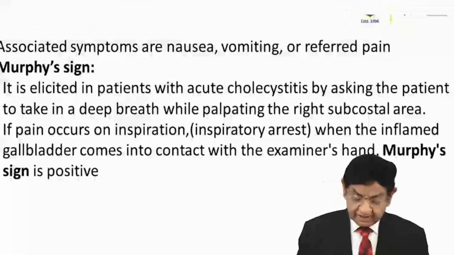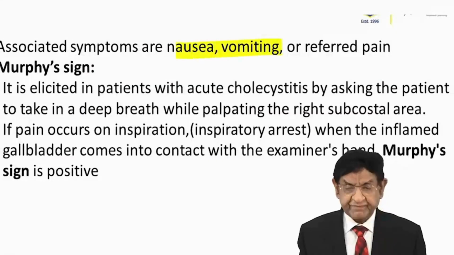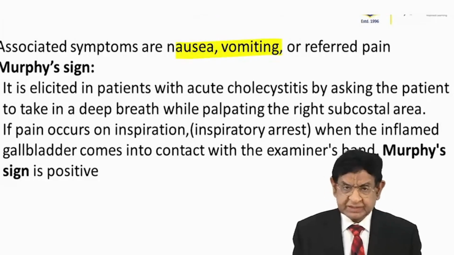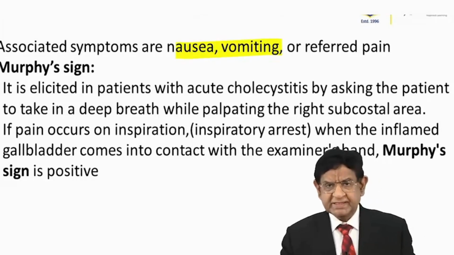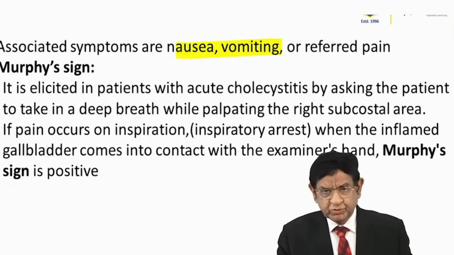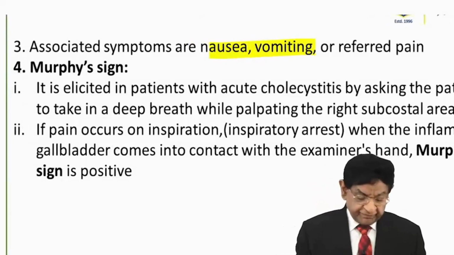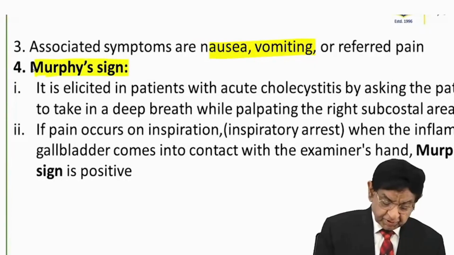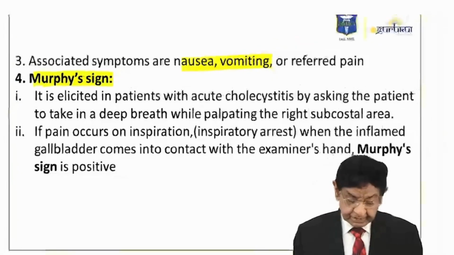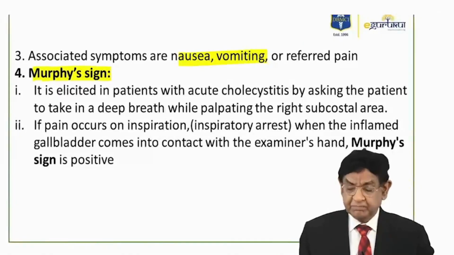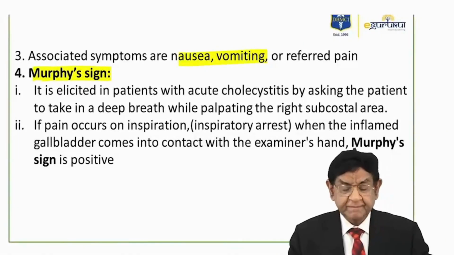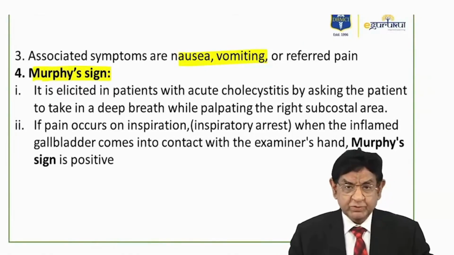Associated features are nausea, vomiting, and referred pain, which I told you, in the shoulder. Nausea and vomiting can happen and are non-specific. You don't have to worry about this. But in the exam, Murphy's sign is important. I'll show you a video also just now.